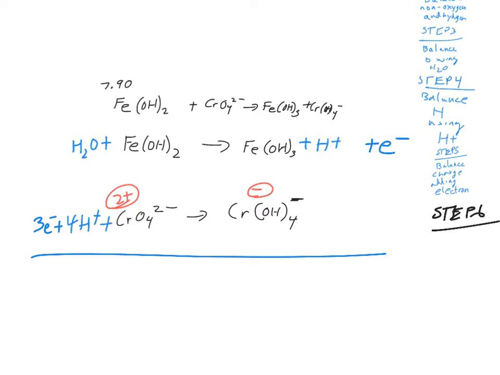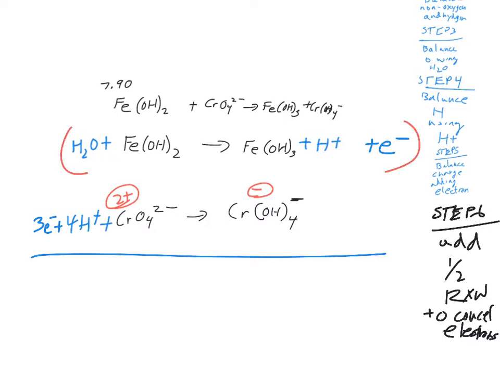Step 6. Add half reactions to cancel electrons. You have to have the half reactions in such a fashion that they cancel out the electrons. I have 1 electron in this equation. I have 3 electrons in this equation. So I'm going to multiply my top equation by 3 in order to get my electrons to cancel out. When I do that, that makes my top equation, and I'm going to rewrite it down here.